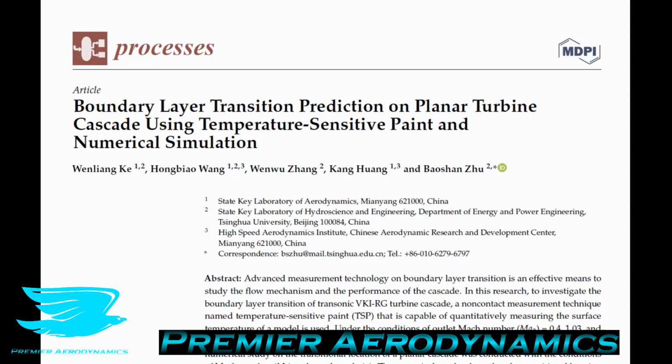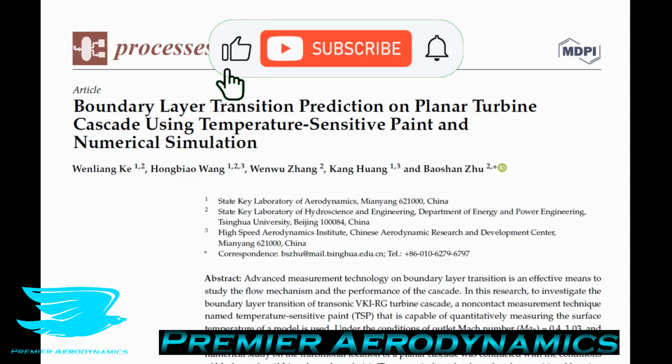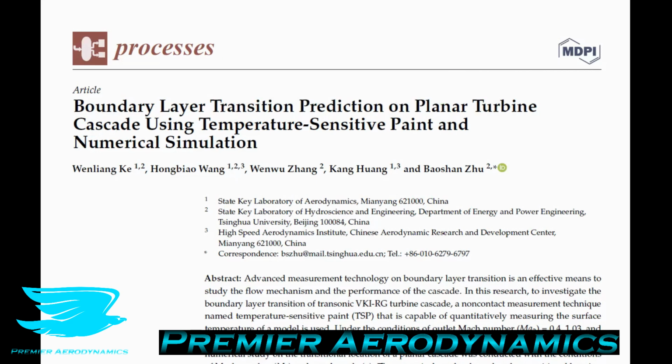So this paper looks at an actual physical experiment with temperature-sensitive paint and then numerical simulations to determine how accurate this prediction was, at least how closely related the two results are. So what is temperature-sensitive paint to begin with, and how does that differ to pressure-sensitive paint?